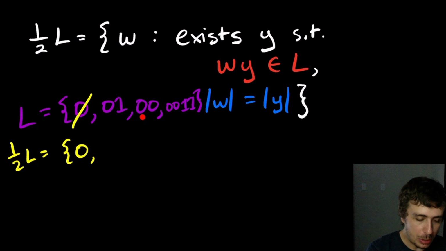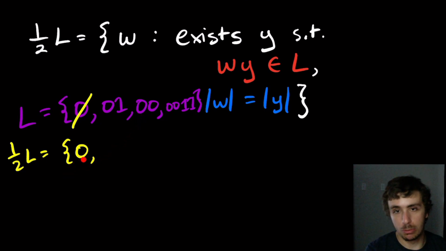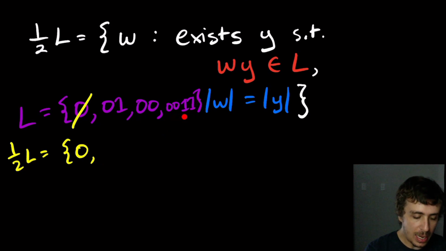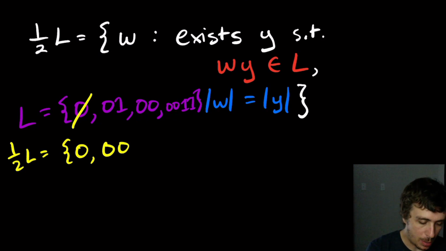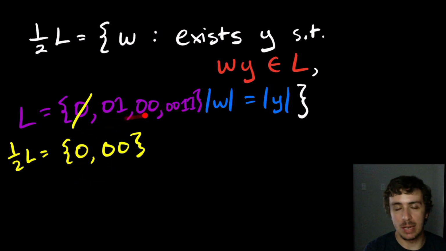The 00, we're going to only take the first half, which is just that 0, which we've already taken. And this string over here, we're going to take the first half of it, which is just these first two characters, and so we're going to have 00 for that part. So half of L is just these two strings. Even though we had 4 strings before, we're going to have fewer than that number of strings in general.